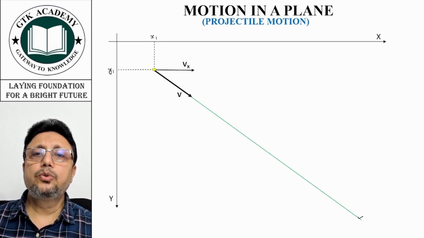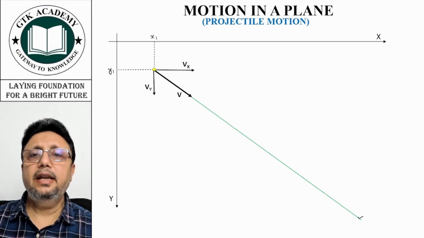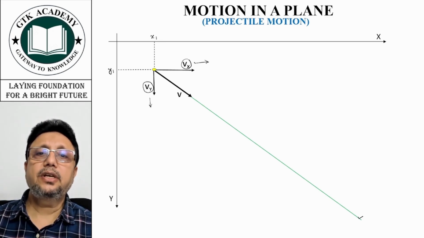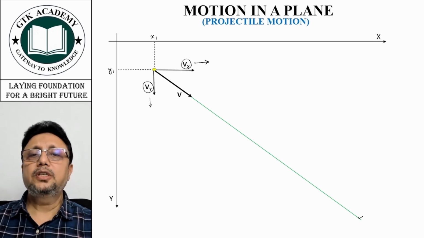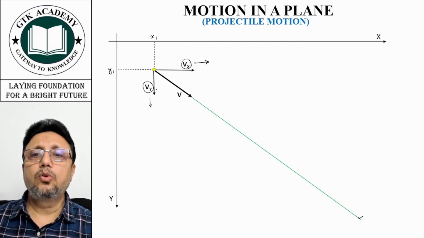Now you just resolve it into two components, Vx and Vy, in the direction of x-axis and in the direction of y-axis. Now this component will move the body in this direction, that is y-axis, and this component will move it in x-axis direction, and these both motions will be independent because they are at 90 degree to each other. So there is no component of Vy in direction of Vx or Vx in the direction of Vy.